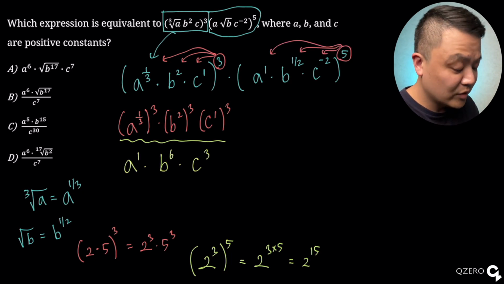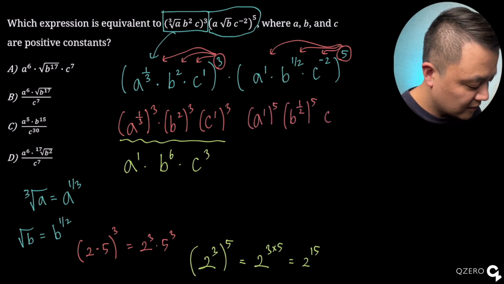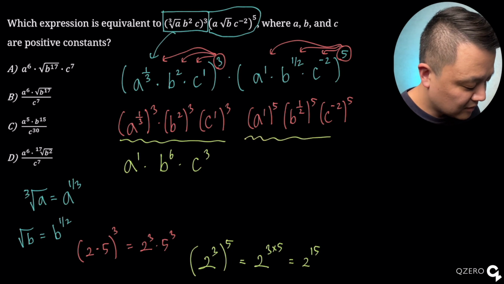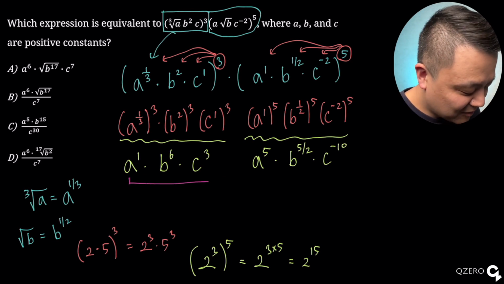Okay, let's distribute the power 5. Then we get a to the 1 to the 5 and b to the 1/2 to the 5 and c to the -2 to the 5. And by the same rule, what we have here is a to the 5 and b to the 5/2 and c to the -10. So now we have 6 terms here.